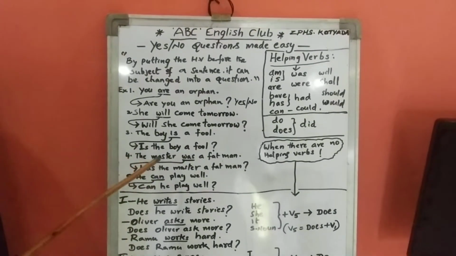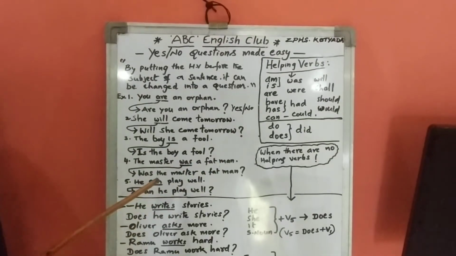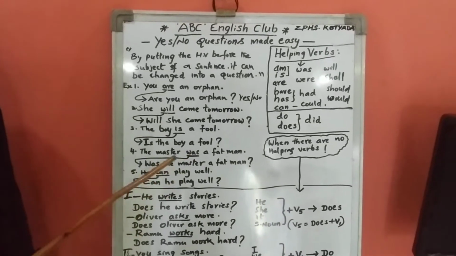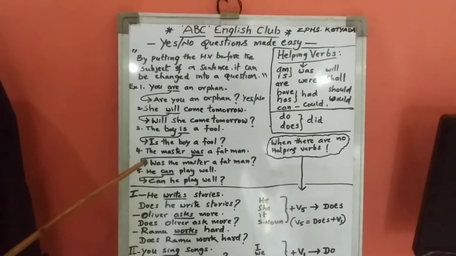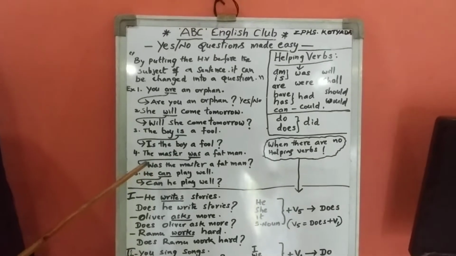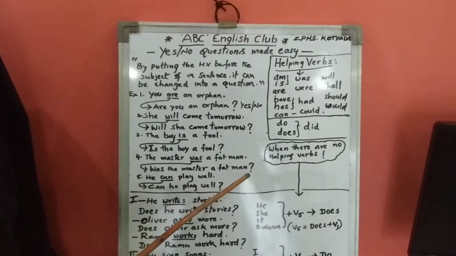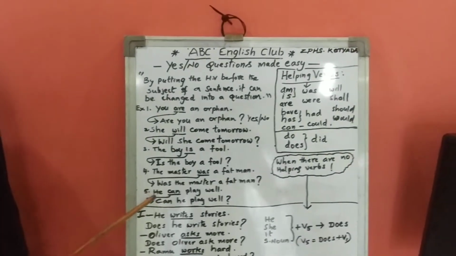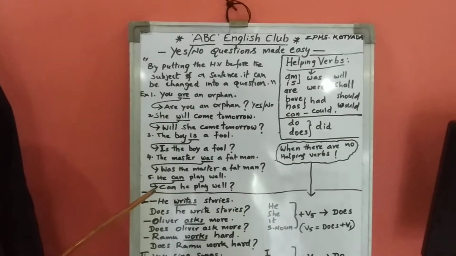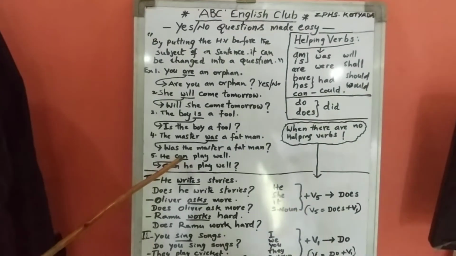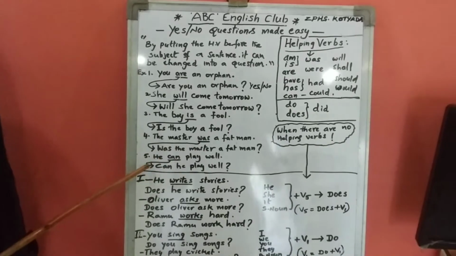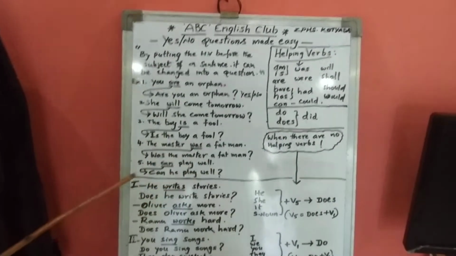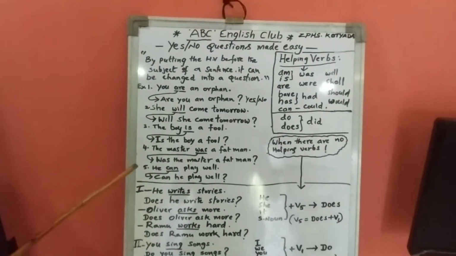Fourth one, the master was a fat man. So find out the helping verb. Here the helping verb is was. So by putting the helping verb was before the subject the master, was the master a fat man? Fifth example, he can play well. Here what is the helping verb? Here can. So by putting can before the subject, can he play well? So this is one type of question.